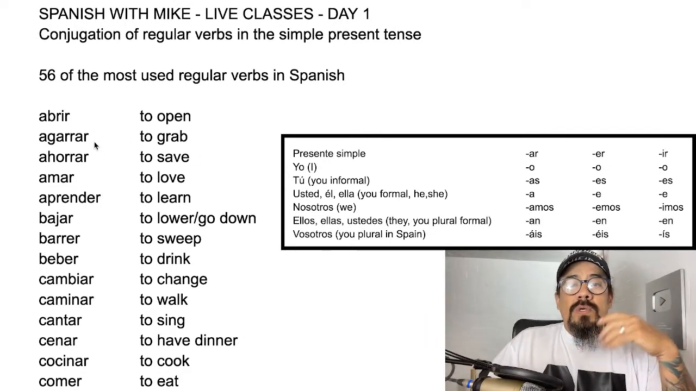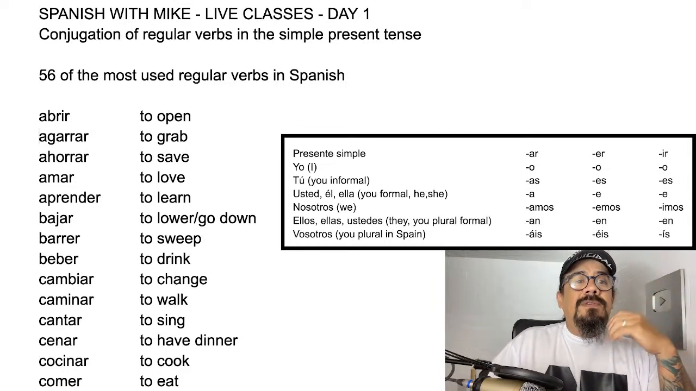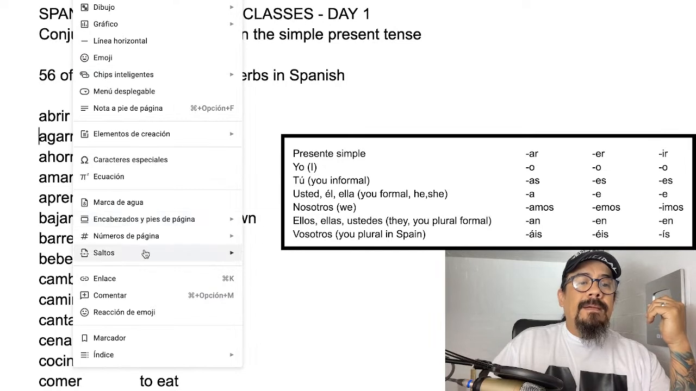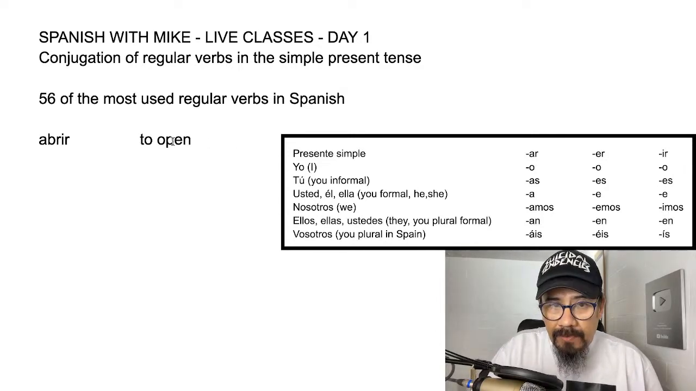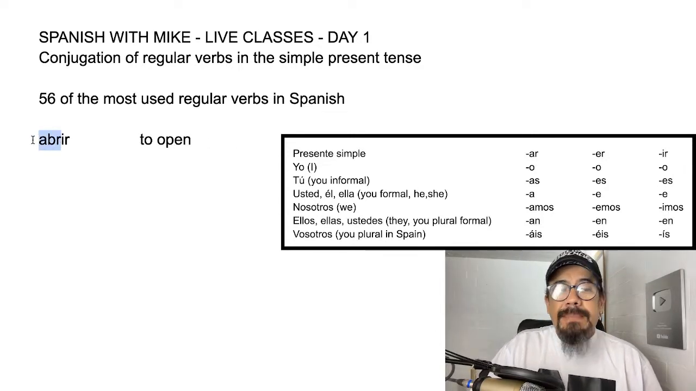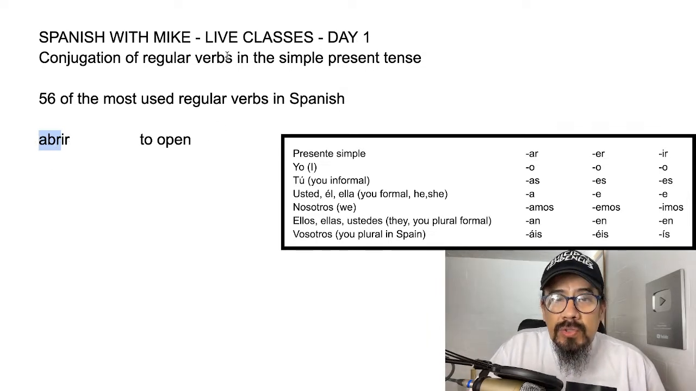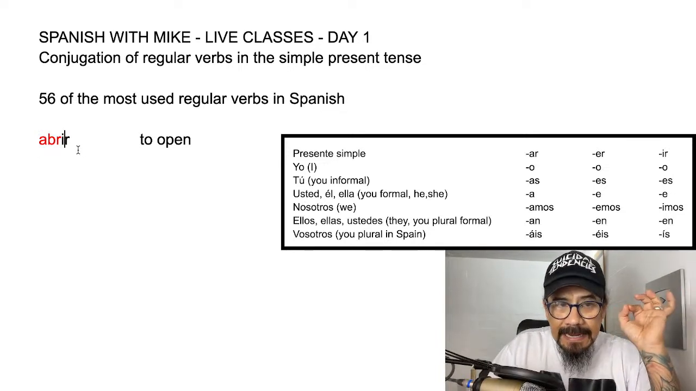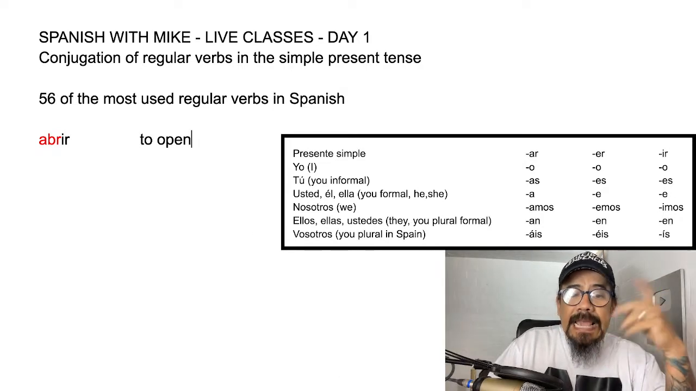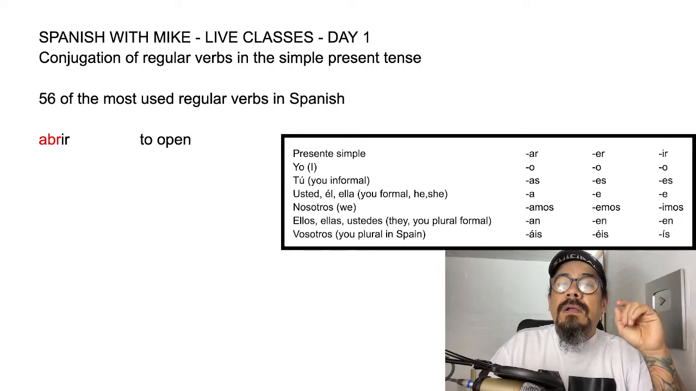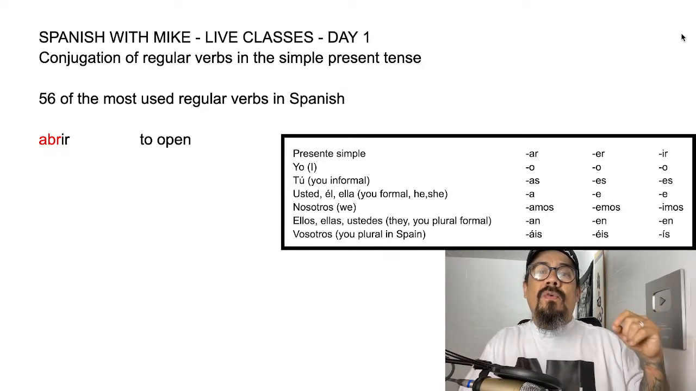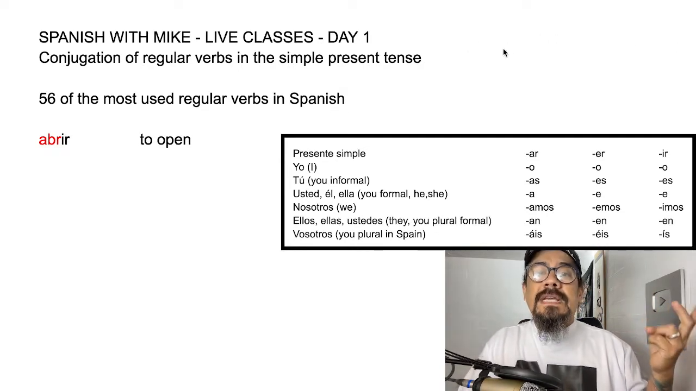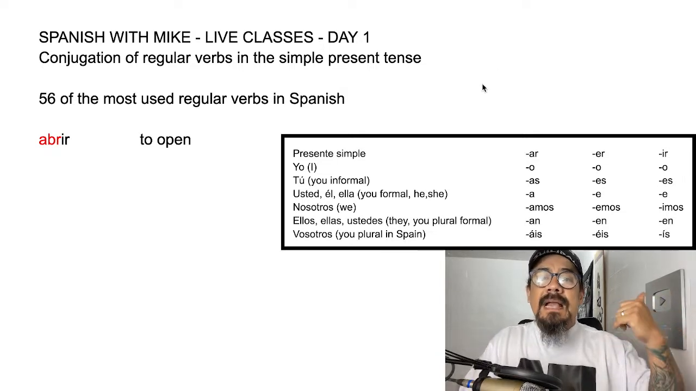And we are going to start conjugating verbs. So let's start with this one, with abrir. Abrir in English is to open, right? That's the meaning, that's the translation, basically. And we're going to mark here in red the root of the verb. We know it's abr, right? And according to the table that we have there, for ir, for yo, it has an ending in o, for tú, for usted, él, ella, nosotros, ellos, ellas, ustedes, and vosotros.